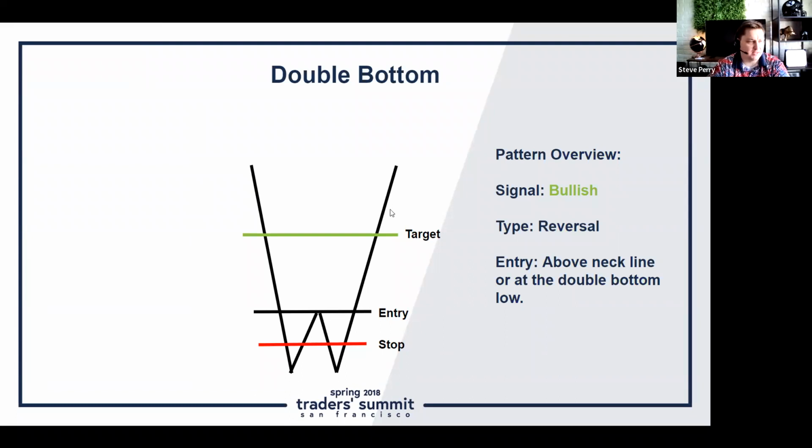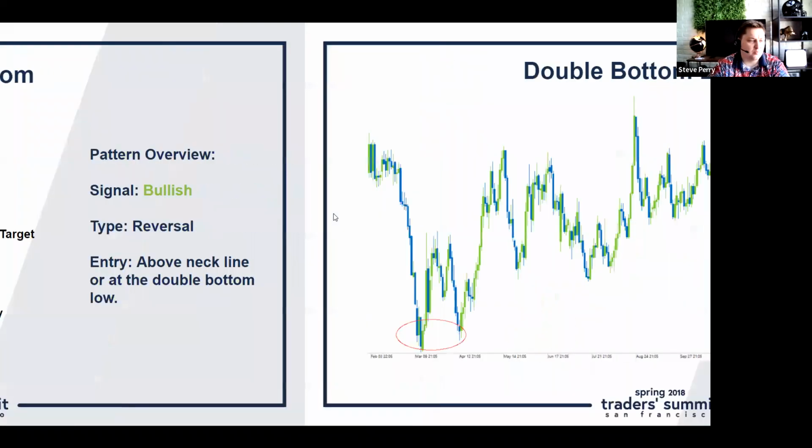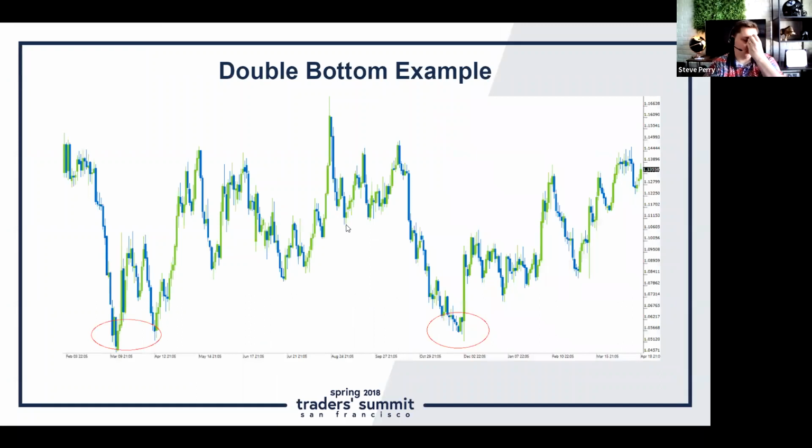Okay, so that is a double bottom. Here it is in practice. This one's not as good, but nonetheless, it's still there. You've got a market that forms down here. There's actually a double bottom here and here. You've got a low here and here, and then ultimately it comes up.